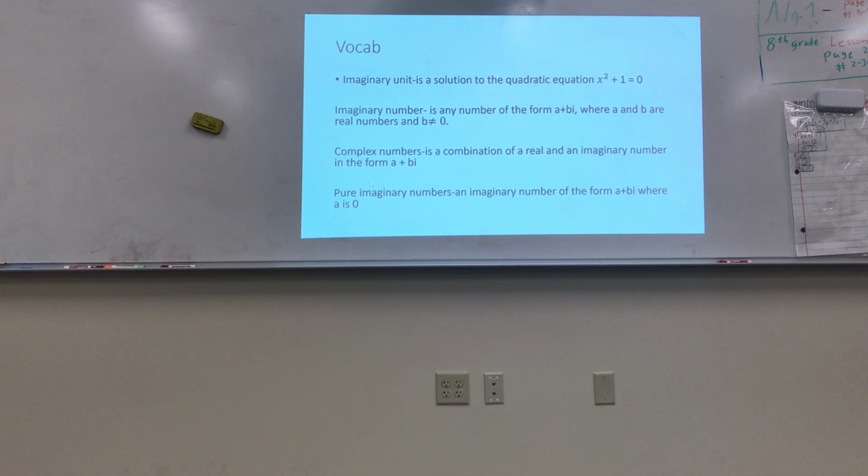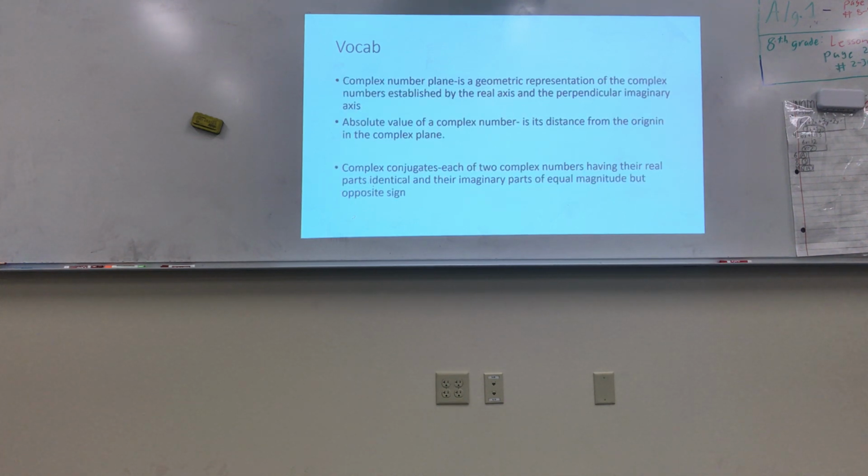So, if a is 0, you're just going to be left with b times an imaginary number. So you're going to end up with an imaginary number, no ifs, ands, or buts about it. A complex number is a combination of a real number, a is going to be real, and b is going to be multiplied by that imaginary number.